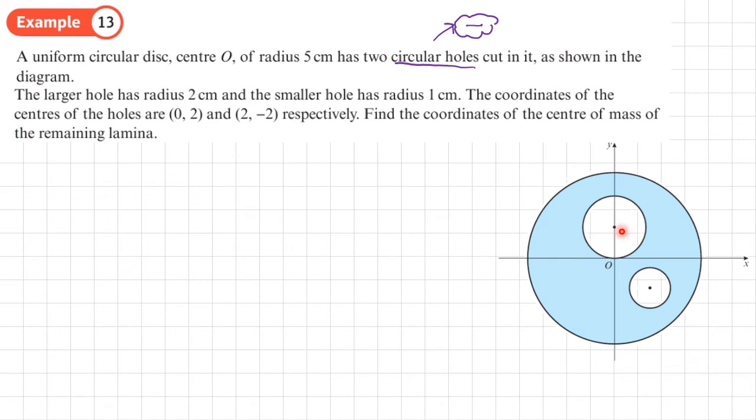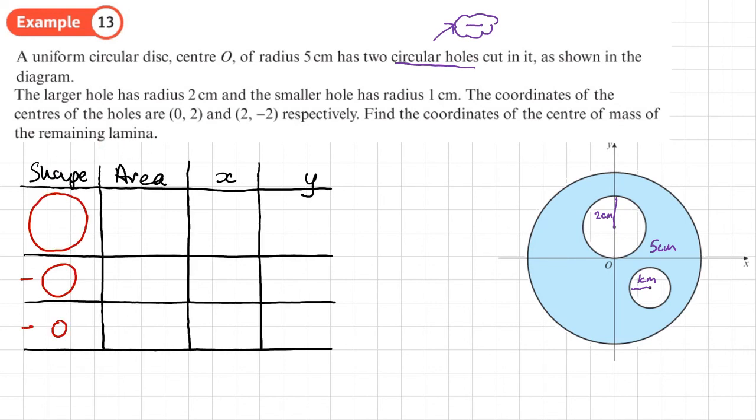The larger hole has radius 2. Maybe we'll mark that in, that this radius here is 2 centimeters. The smaller hole has radius 1, so that's 1 centimeter there. And the large disc has a radius of 5, so we'll stick that in, 5 centimeters. It gives us the coordinates of the center of the holes, 0, 2 and 2, minus 2 respectively. Find the coordinates of the center of mass of the remaining lamina.